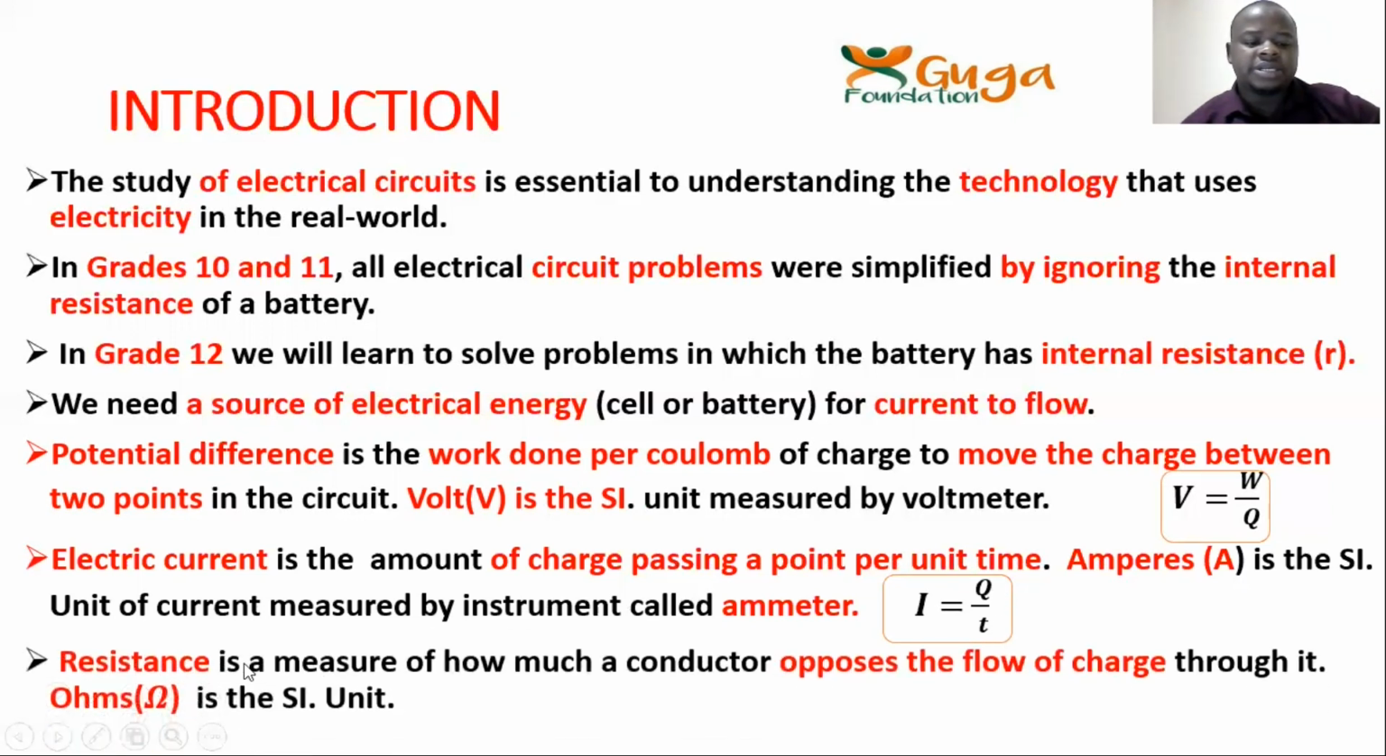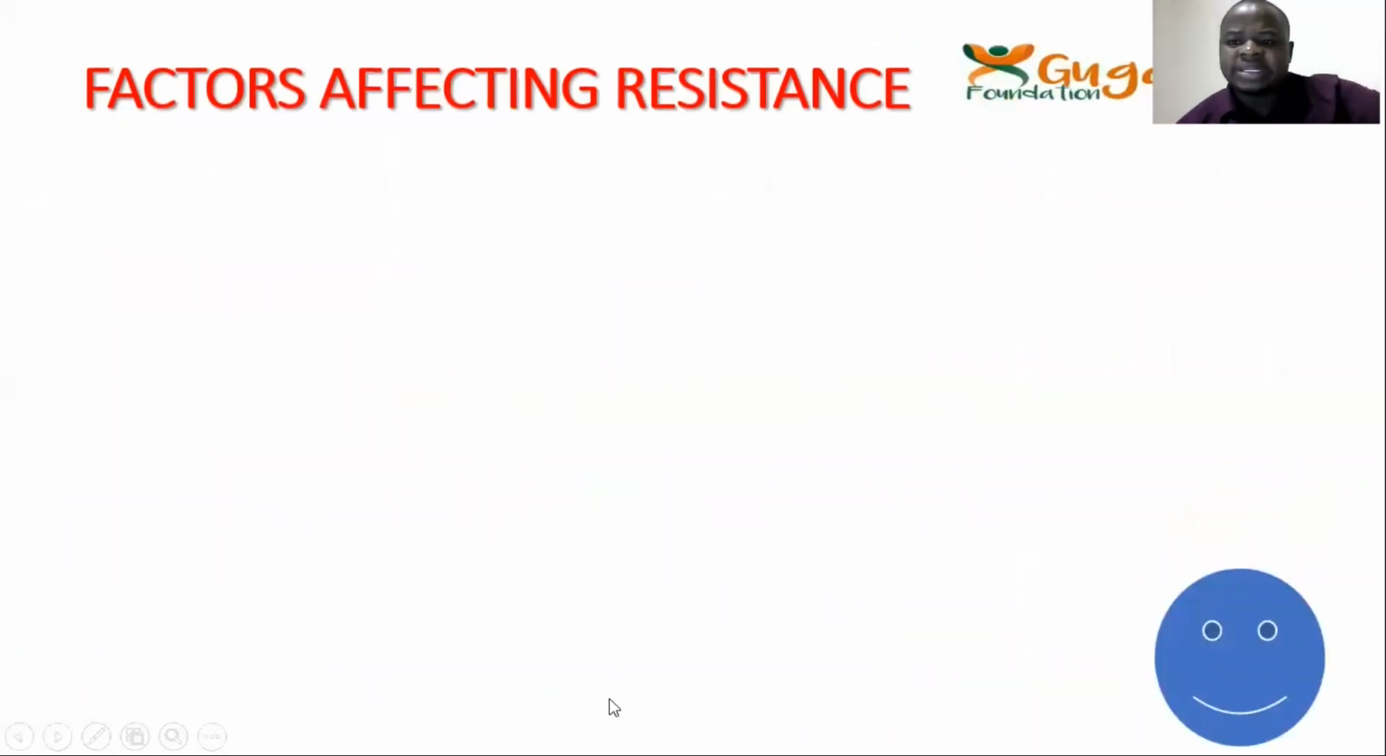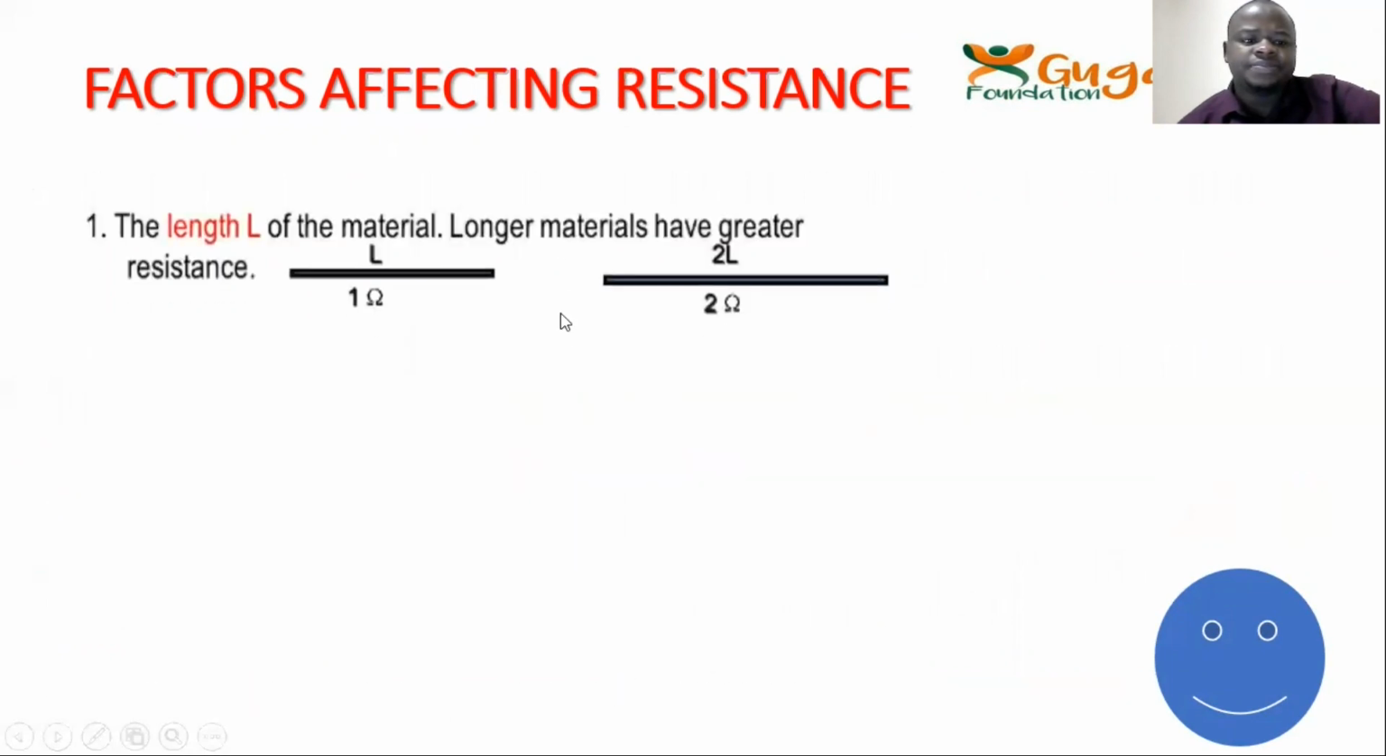Now we've got resistance, which is a measure of how much a conductor opposes the flow of charge through it. In other words, it resists the flow of charge. And it's measured in ohms, which is the SI unit. Now, let's look at the factors affecting resistance.